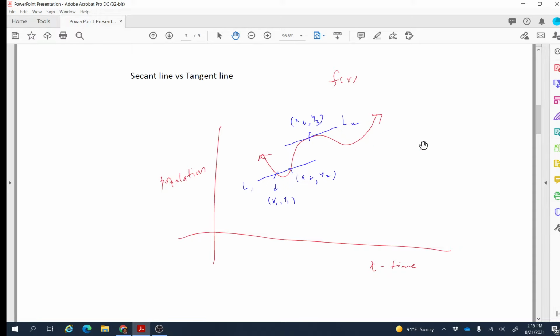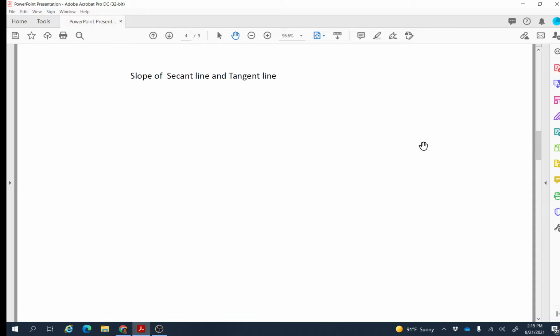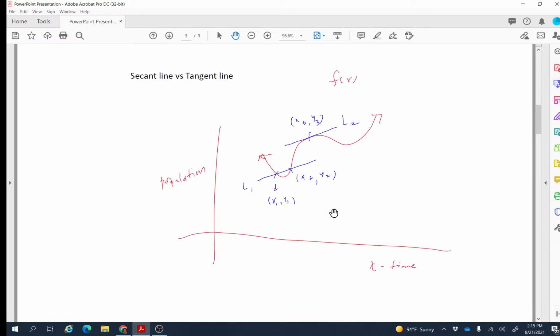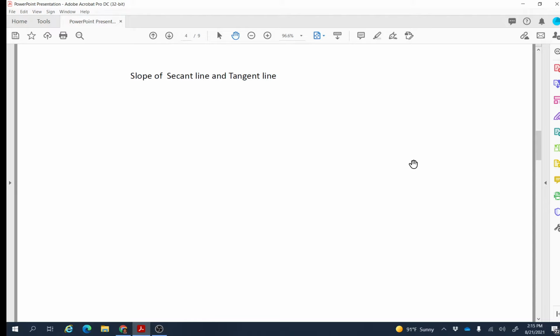So the difference is that the secant line passes through two points, but the tangent line only touches the curve. Because the secant line is passing through two points, finding its slope is easy using a formula. If you know two points on a line, (x1, y1) and (x2, y2), the slope, let's say m, can be found using this formula: the difference between the y coordinates over the difference between the x coordinates.